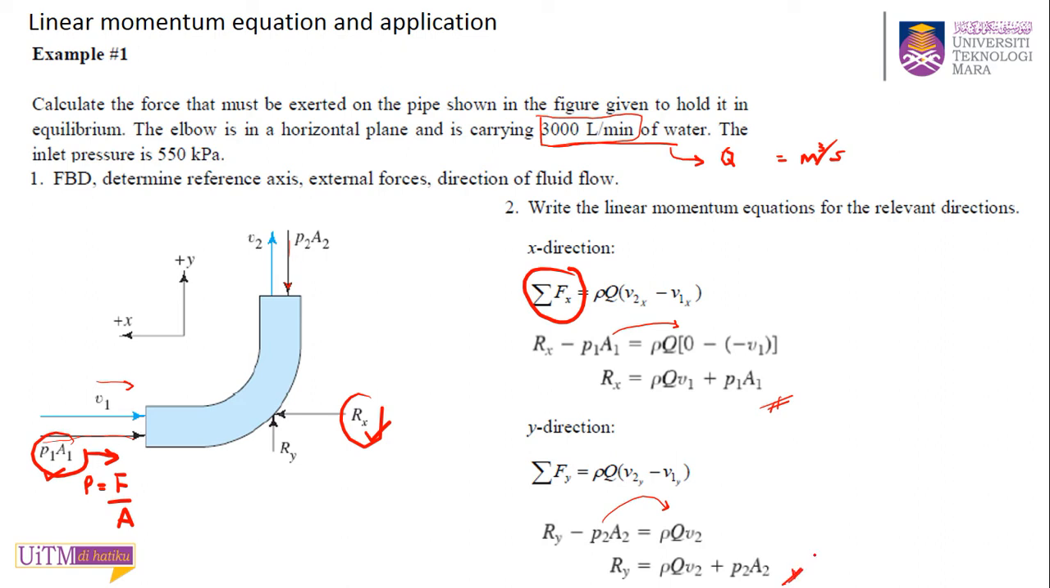Okay? But the problem is, in this question, they did not give you the P2. Right? Okay, they gave you P1 equal to 550, but they did not give you P2. How to get P2? How do we find P2? Anyone want to guess? Want to try? Any suggestions? Any attempts? How to get P2?